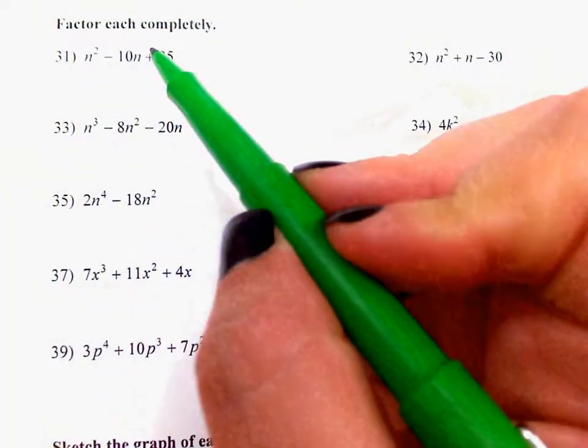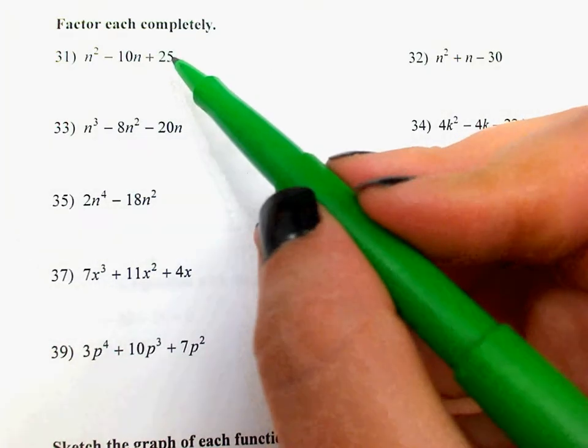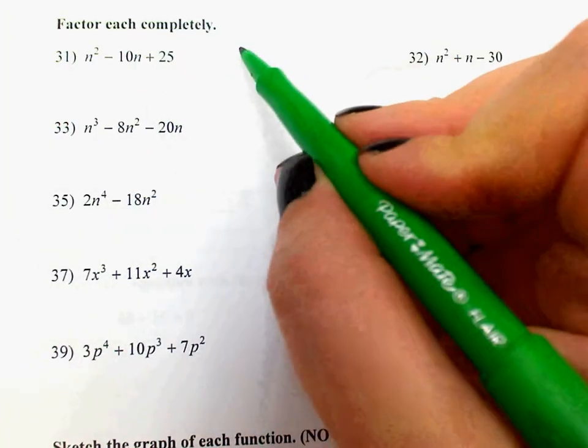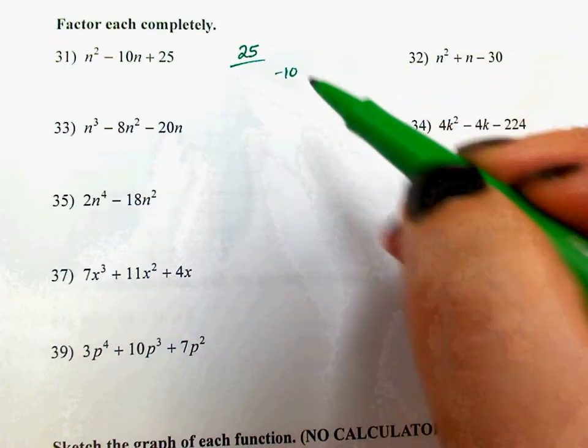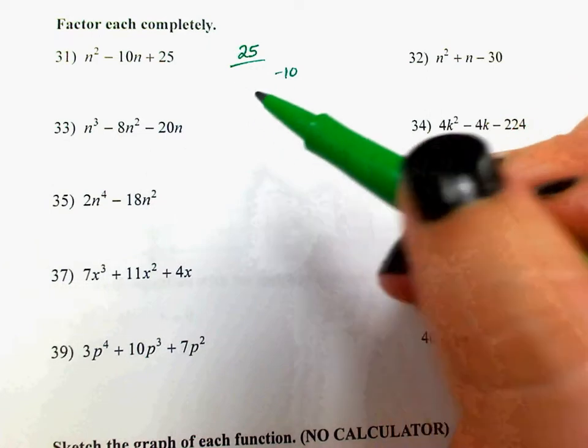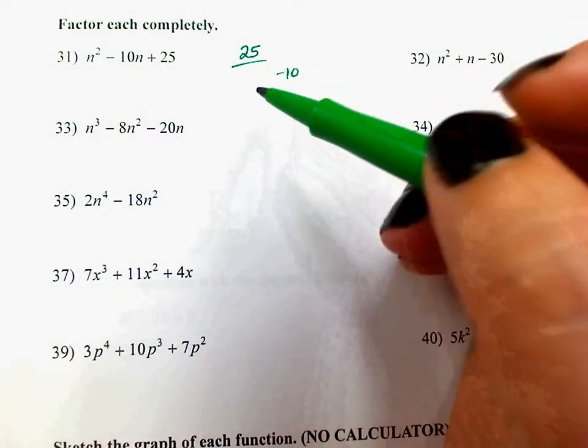I'm trying to factor n squared minus 10n plus 25. I need the factors of 25 that add up to negative 10. Now you might do this different ways. You might do it with an x or whatever. Okay, I don't know what you do. But we need the factors of this that add up to that, however you write it.